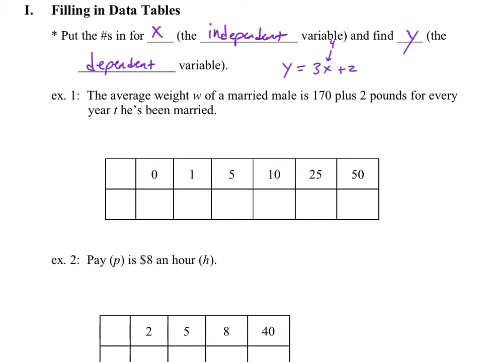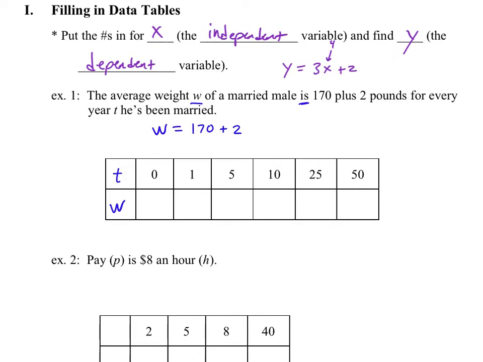Okay, the average weight of a married male is 170 plus 2 pounds for every year T he has been married. So the weight depends on how many years he's been married. So the independent, or like the x values, typically go in the first row. The weight is going to depend on how long he's been married. So if we write an equation for that, the weight is like the equals, 170 pounds plus 2 pounds for every year. So 170 plus 2 pounds for every year he's been married.